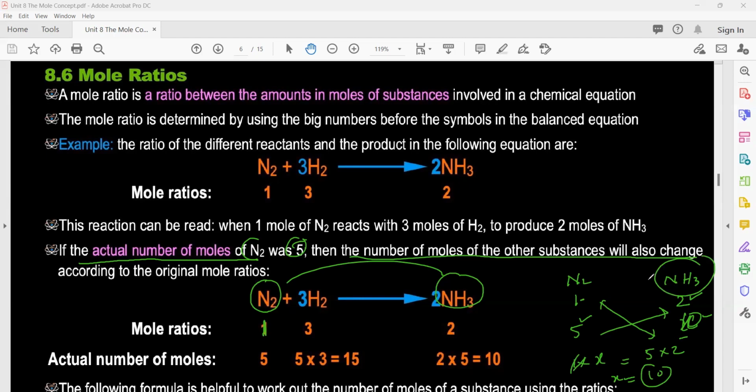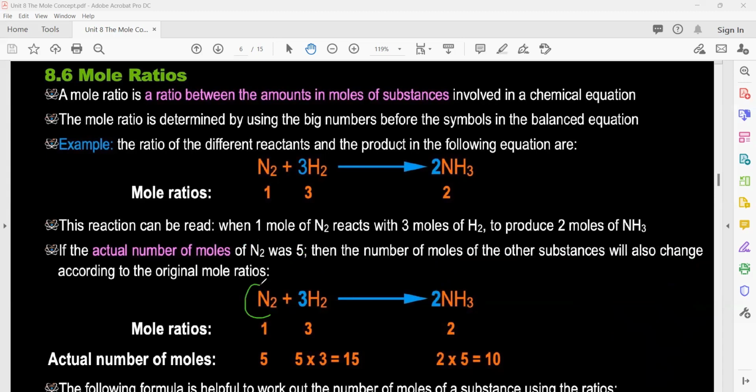So like this, you can compare the ratios. For example, if I want to compare these two, for example, I say nitrogen and hydrogen.